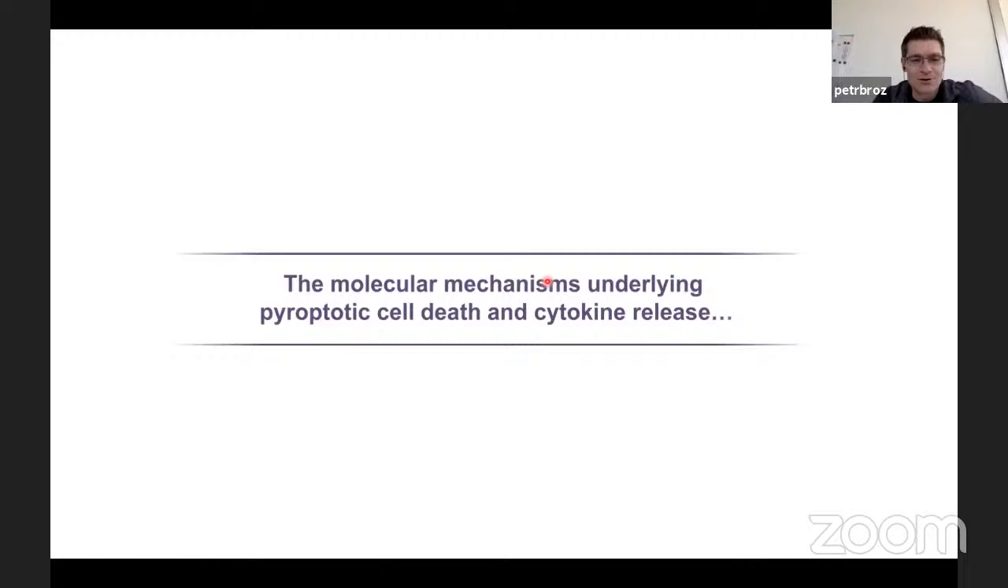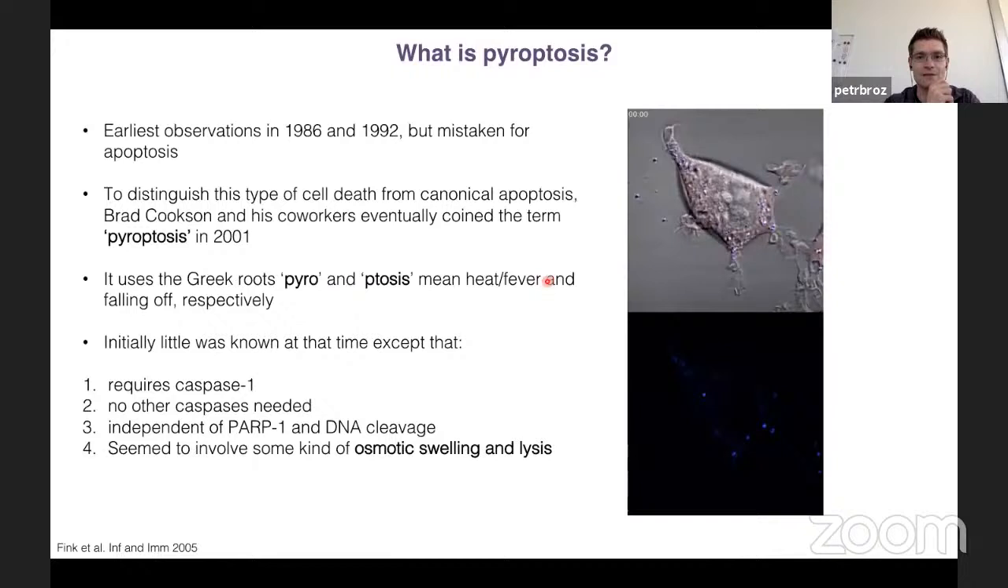So cell death. Let's get into that. I said that basically what happens at the end, once the caspases are activated, is pyroptosis. So what is pyroptosis? The first observations of pyroptosis actually go back to the 80s. So 86 and 92 are the first papers that report, in macrophages, something that we now know was pyroptosis. At that time, they talked about a special form of pathogen-induced apoptosis that was seen in those cells.